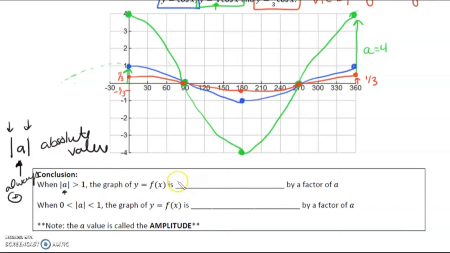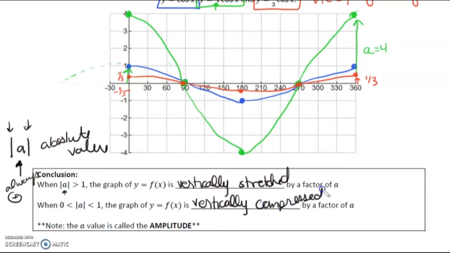Let's be more specific: vertically stretched by a factor of A. And when that A is a fraction, then it's vertically compressed by a factor of A. Just remember, we don't care about the sign right now because that sign makes our graph reflect, and we're going to take a look at that separately. And just note that the A value is also called the amplitude, which is very convenient because they both start with the letter A.